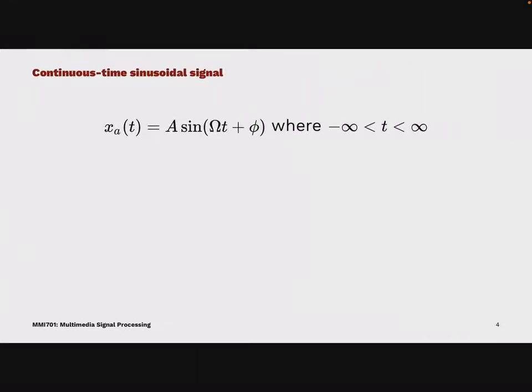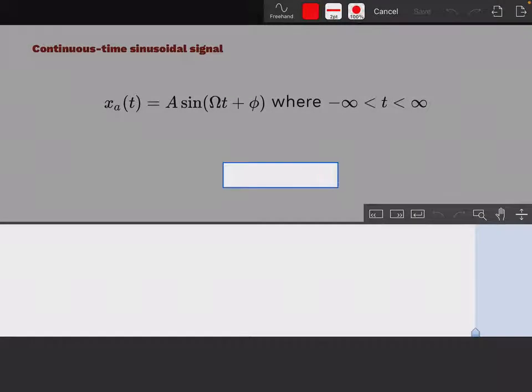Now let's give an example about a continuous time sinusoidal signal. So our continuous time sinusoidal signal is given here, x sub a of t. The a stands for analog. That means we're dealing with a continuous time, continuous valued signal. We have A sine(Ω t + φ), where t can take any value between minus infinity and infinity. Now let's define these different quantities.